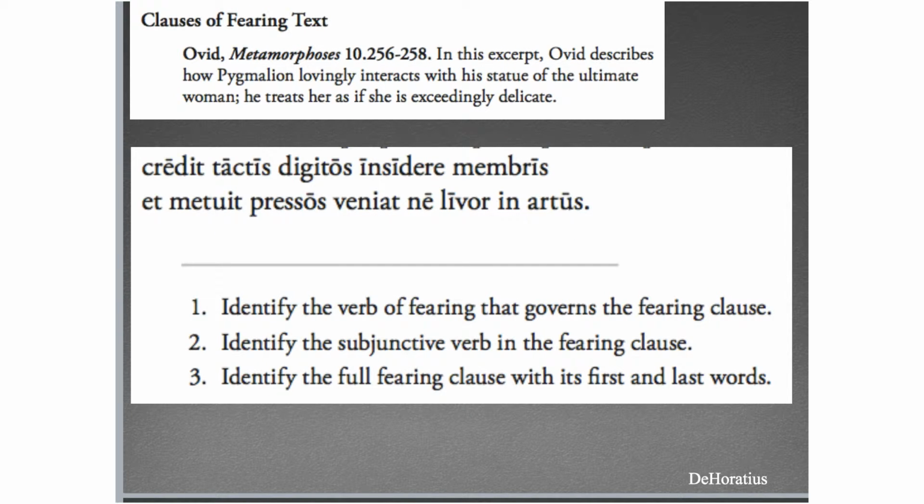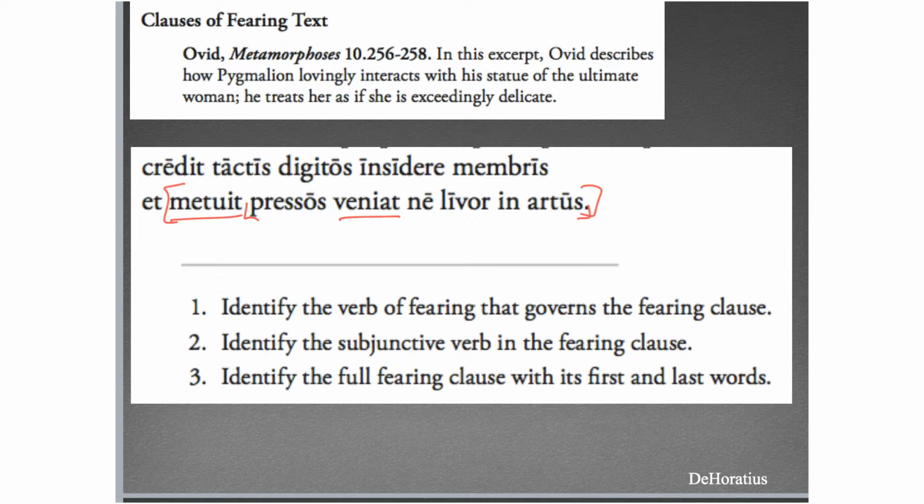All right, so here's a fearing clause. Metuit is our verb of fearing. Veniat is our subjunctive in the fearing clause. And then this whole thing is the fearing clause, including the main verb. The fearing clause itself is just pressos to artus.